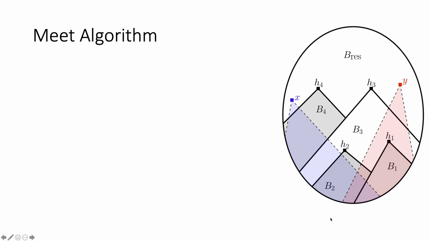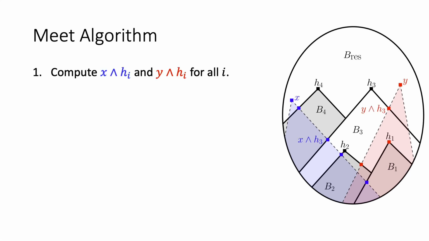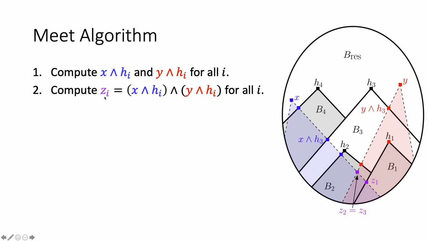Okay, we're now ready to discuss the meet algorithm. So the first step is that we will compute x meet h_i for all h_i, and we'll compute y meet h_i for all h_i. And I've depicted this in the picture here to the right. All these blue dots are the meets of x with the block headers, and the red dots are the meets of y with the block headers. Then we'll go ahead and compute this element z_i as described in the previous slide, which is the meet of x meet h_i and y meet h_i for each of the respective blocks i.